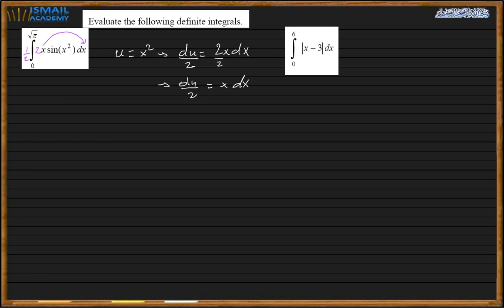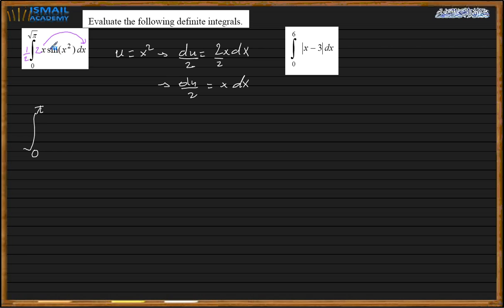So now I need to substitute, but when you substitute, you need to change the boundary. This is the lower bound, 0. That means x starts from 0. I'm going to see where u starts from. u starts from 0 squared, which is 0, so I just put 0 here. x ends at the upper bound, square root of pi. So I substitute square root of pi here, it gives me just pi. That means u ends at pi.